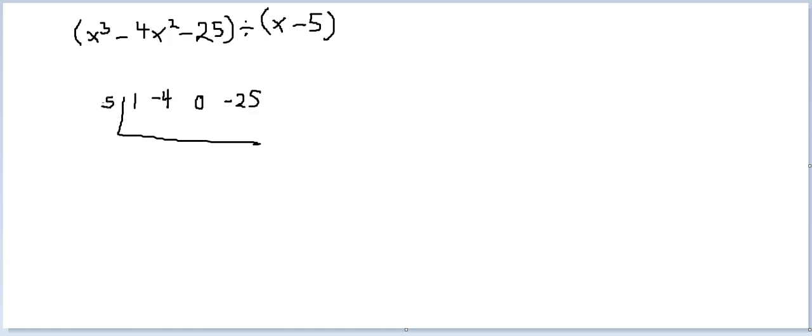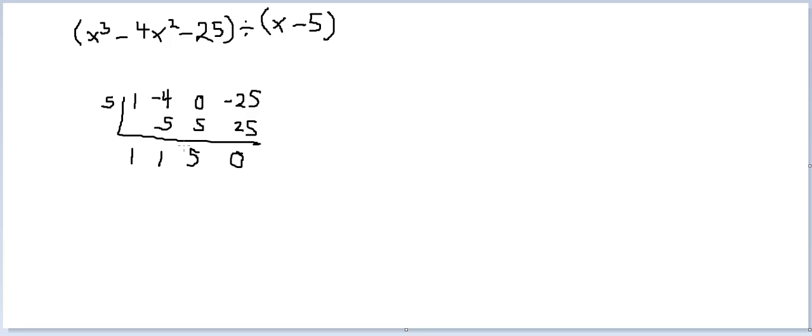Okay, so now we're just going to go ahead and go through it. 1 we bring down, 5 times 1 is positive 5, negative 4 plus 5 is 1, 5 times 1 again is positive 5, 0 plus 5 is 5, 5 times 5 is positive 25, and then negative 25 plus 25 is 0, which is good, because remember that means we don't have any remainder, okay?